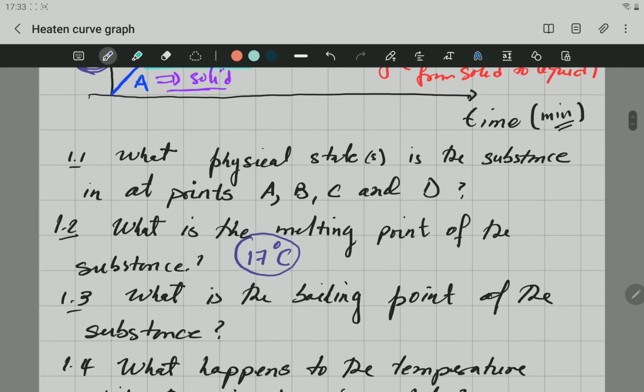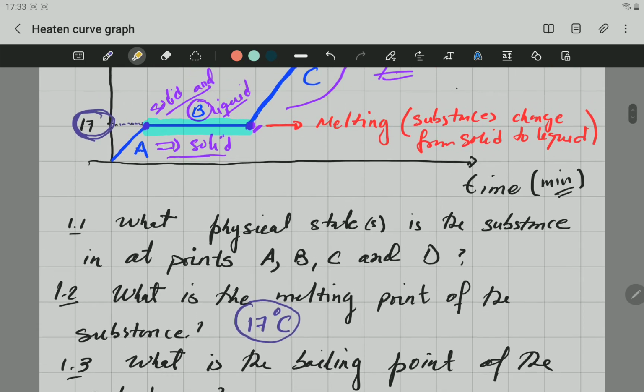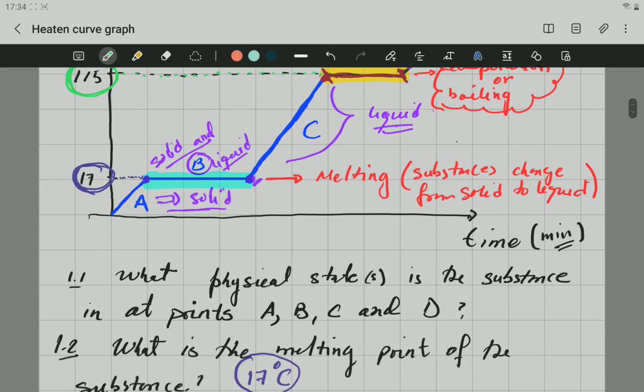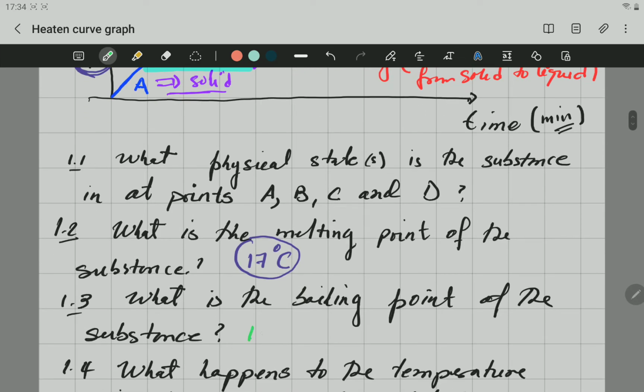What is the boiling point of the substance? Well, you go to the graph. Remember, this process is boiling or evaporation. So this point here, you take that point to the y-axis, and this one here is the boiling point of the substance. It's the point at which the substance is starting to change state. So it is 115 degrees Celsius. That is the boiling point of this specific substance.